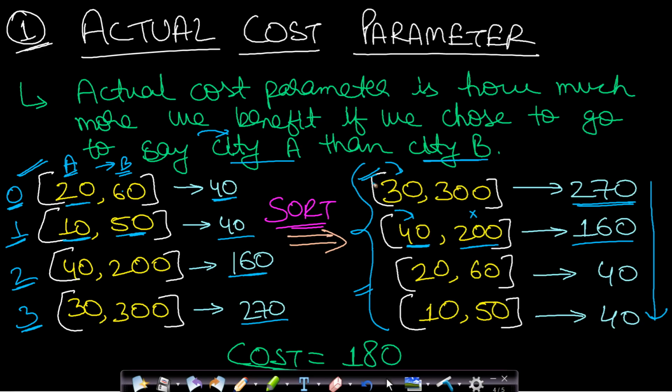Therefore we are sure that the first n by 2 elements will give us the maximum profit if we chose to go to city A, and since the constraint says that half of the candidates will have to go to city A, therefore the first n by 2 elements will be assigned to city A, because this is in decreasing order of profit.